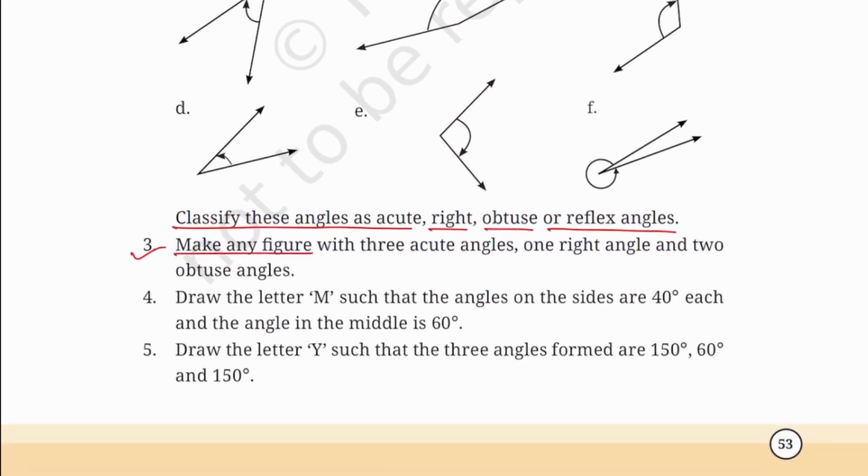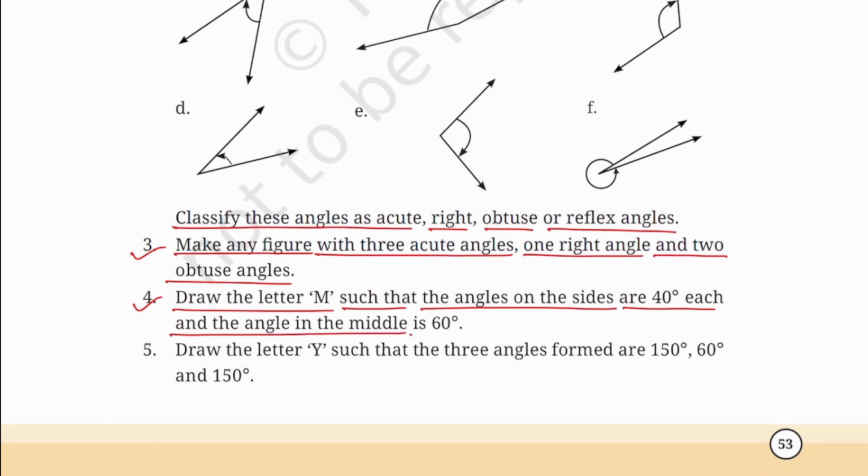3. Make any figure with 3 acute angles, 1 right angle, and 2 obtuse angles. 4. Draw the letter M such that the angles on the sides are 40 degree each and the angle in the middle is 60 degree. 5. Draw the letter Y such that the 3 angles formed are 150 degree, 60 degree and 150 degree.